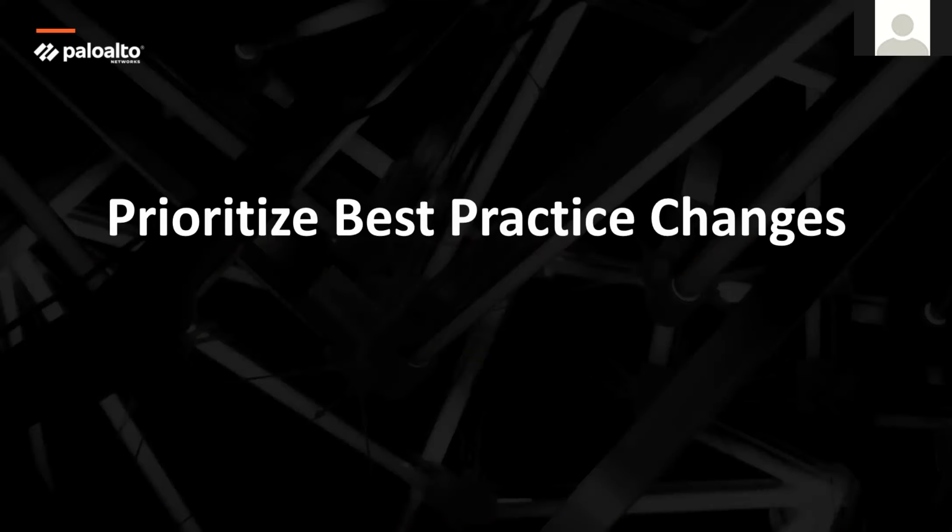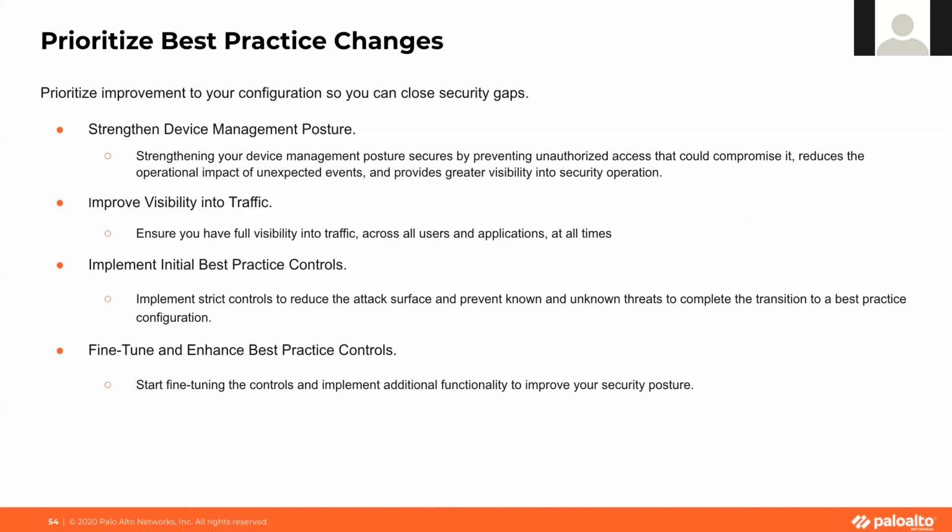Now, how can you prioritize the best practice changes? Follow four steps. First of all, strengthen the device management posture, improve visibility into the traffic, implement initial best practice controls, and then over a period of time, fine tune and enhance the best practice controls.